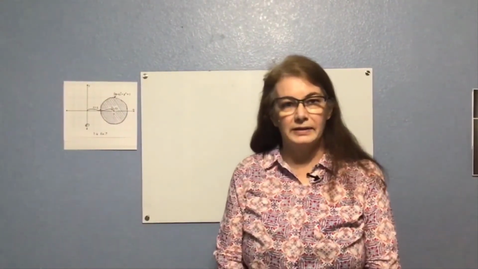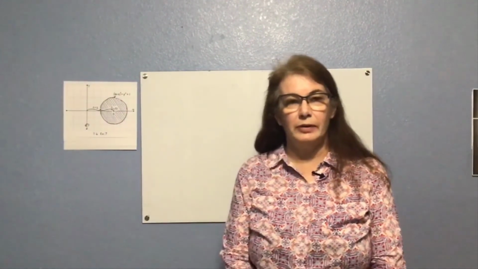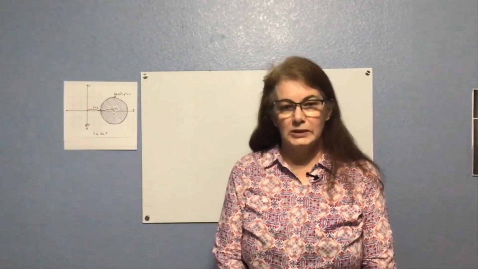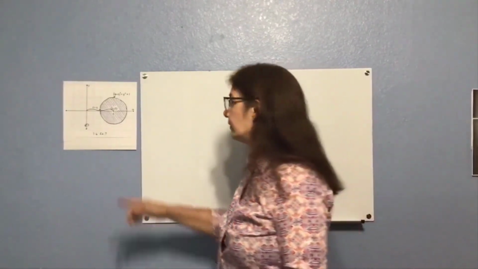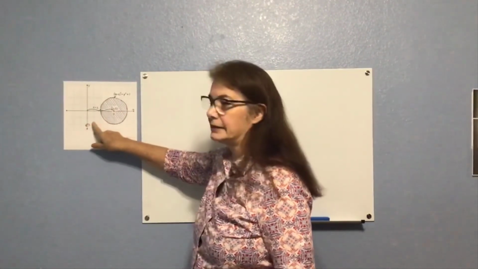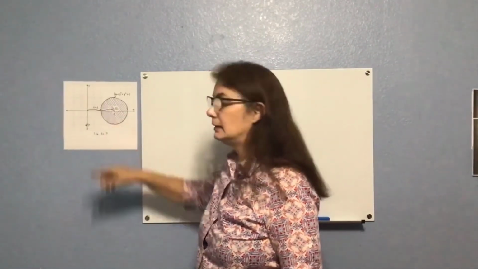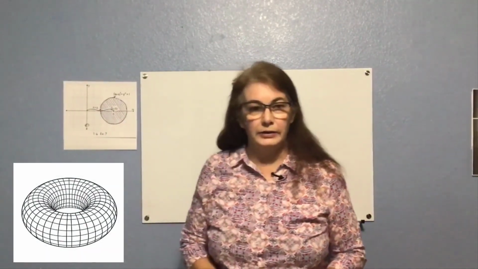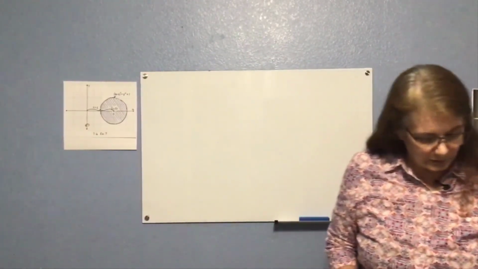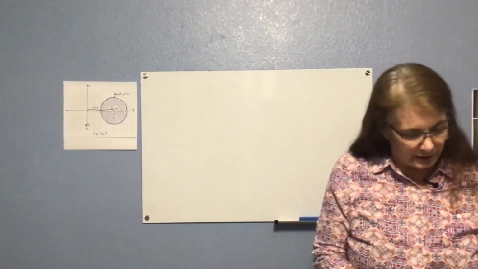Okay, our last topic in this section is the theorem of Pappus. And this theorem is another way that we might find the volume of a solid of rotation. So I've got a circle here, and I want to rotate it around the y-axis. And if I do that, I'm going to end up with a donut shape called a torus. So we're going to use the theorem of Pappus to find the volume of this torus.